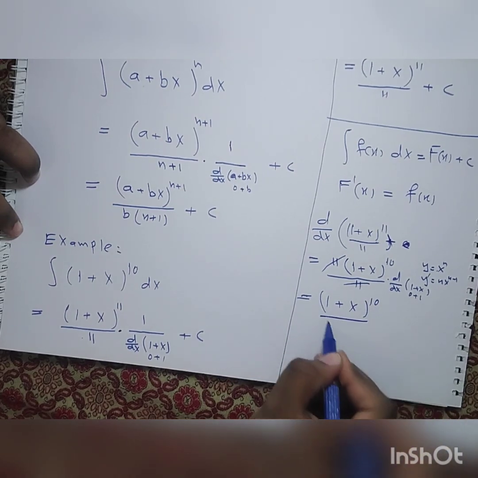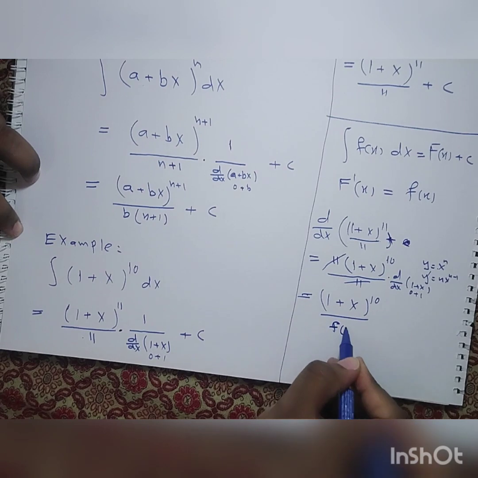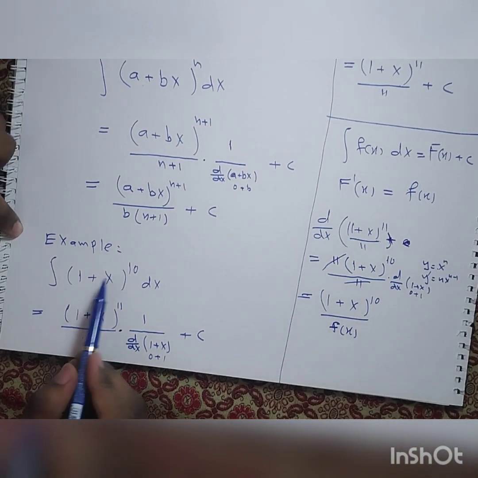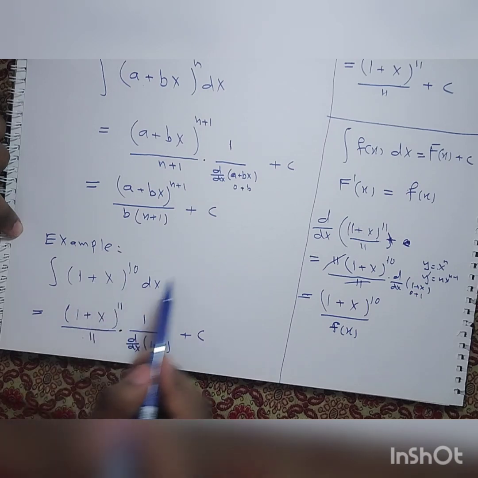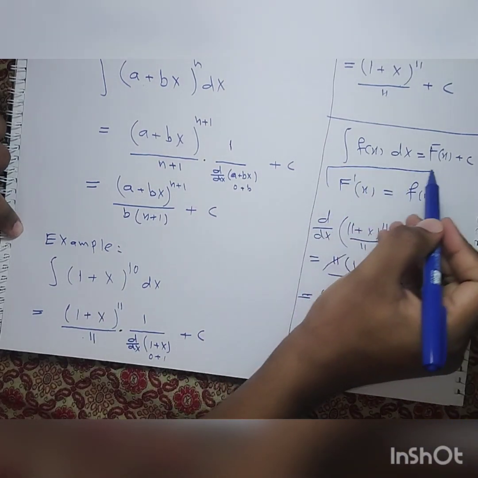So that means this is our f of x, right? The small f of x. This is the function that we integrated. So that means that it is correct here.